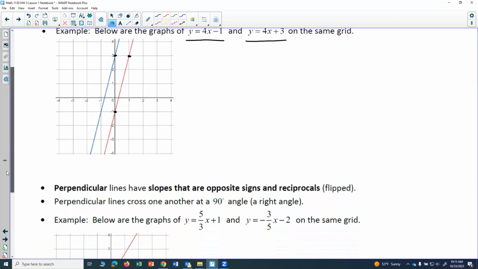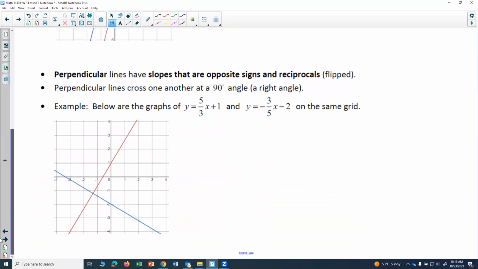Now let's look at perpendicular lines. Perpendicular lines have slopes that are opposite signs and reciprocals. So opposite signs means that if it's a positive slope, it will become negative. If it's a negative slope, it will become positive. And then reciprocals means that the fraction is flipped.